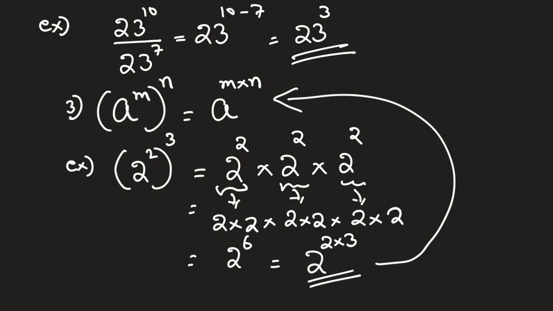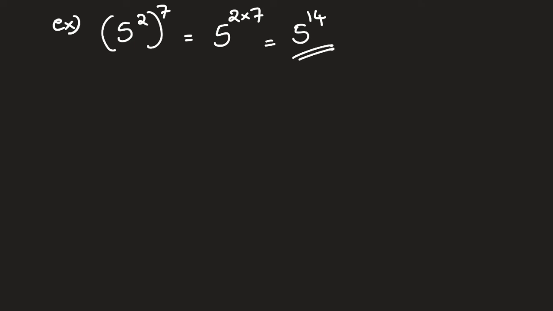Let's try an example. Can you tell what is the answer of this? 5 to the power 2, the whole thing to the power 7. It is going to be 5 to the power 2 times 7, which is 5 to the power 14. Very good. Excellent. So we have the 3 laws of indices so far, and they are a to the power m times a to the power n is what? A to the power m plus n.